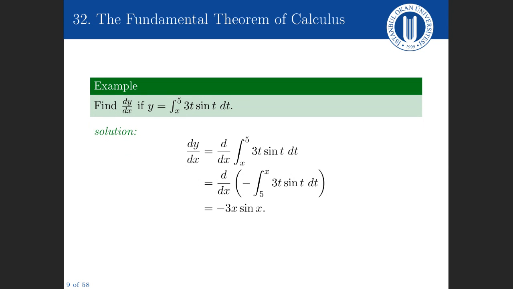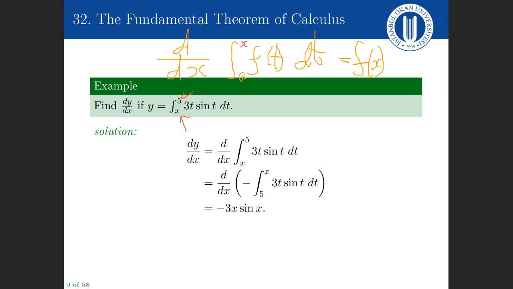Let's start making them a little bit more difficult. Find dy dx if y is equal to the integral from x to 5 of 3t sine t dt. Now, in the past, we've been doing d dx of an integral from a, and then at the top we had x. But we don't have this now. Now we have our x at the bottom and a number at the top.